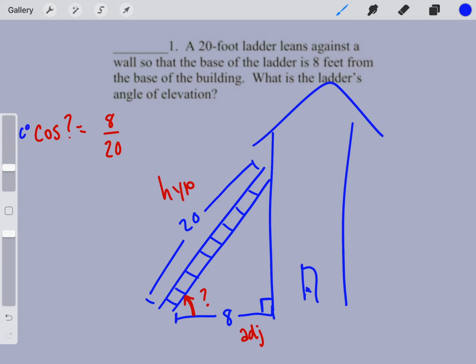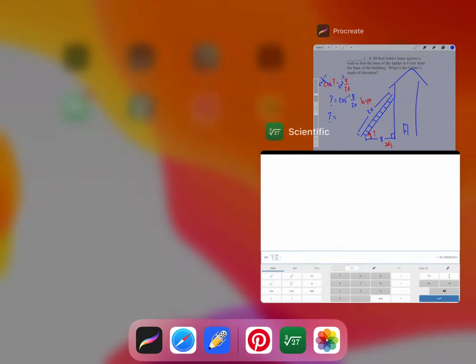We would take the inverse of cosine of both sides. By doing that, we're left with just question mark on the left, which is the goal. And to find that value, we have to take the inverse cosine of 8/20. We'll have to hop over to Desmos to do that calculation. Inverse cosine of 8/20.